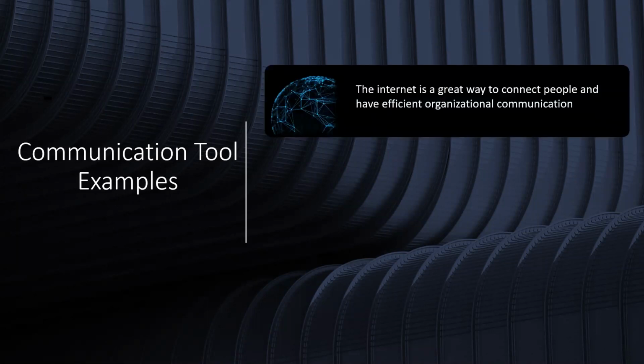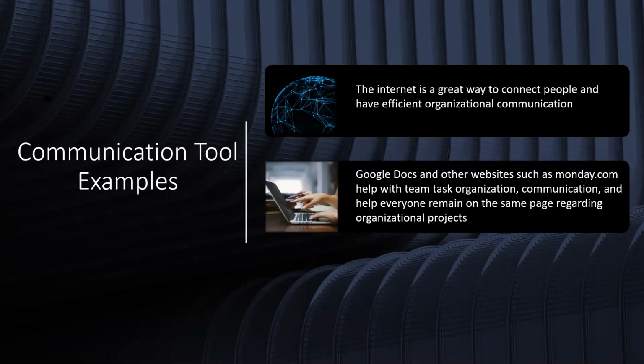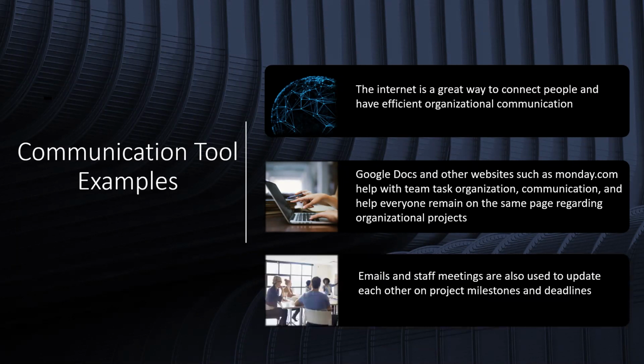Communication tool examples would be the internet. That's a great way to connect people and have efficient organizational communication. Using sources such as Google Docs and other websites such as Monday.com help with team task organization, communication, and help everyone remain on the same page regarding organizational projects. Emails and staff meetings are also used to update each other on project milestones and deadlines.